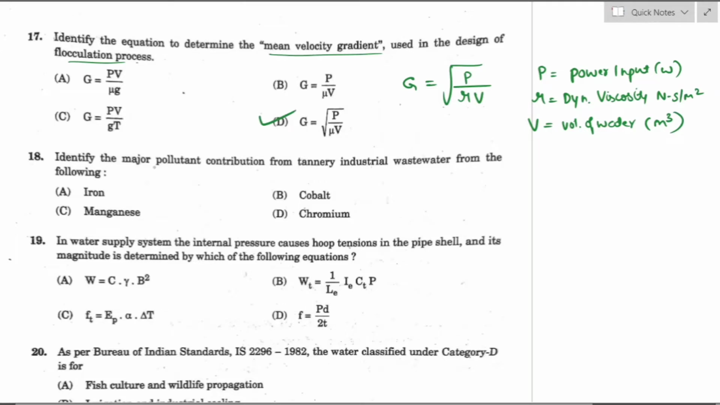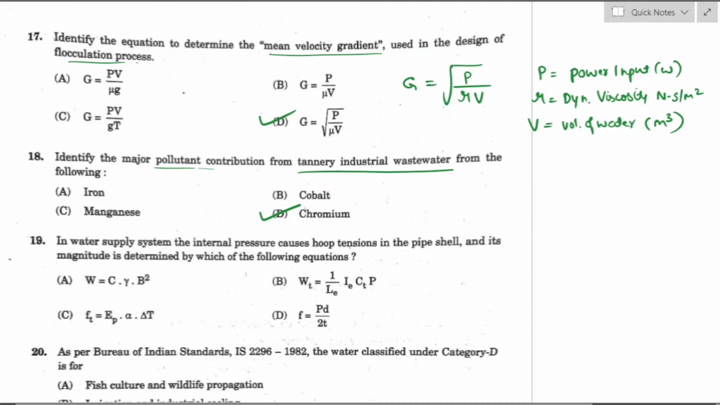Question number 18. Identify the major pollutant contribution from tannery industrial wastewater from the following. We know that in a tannery industrial wastewater, the major pollutant is chromium, because in a tannery industry, leather is prepared, which releases more toxic effluent than most industries which directly or indirectly exerts stress on various ecosystems. The heavy metal chromium is very much detrimental to human health and animals and plants. So this pollutant is a major contribution of tannery industrial wastewater. Chromium is the right answer.